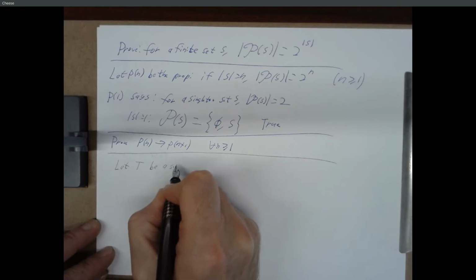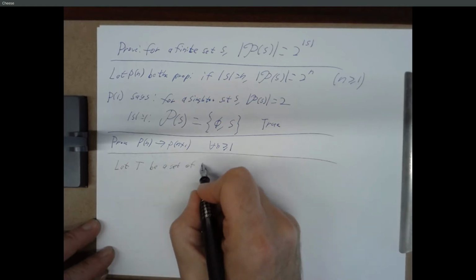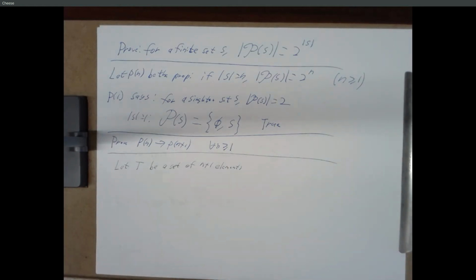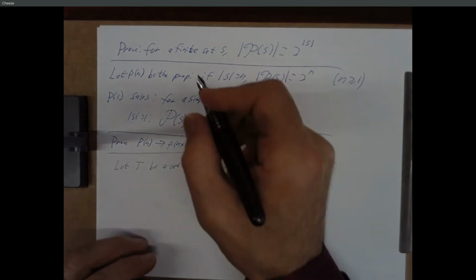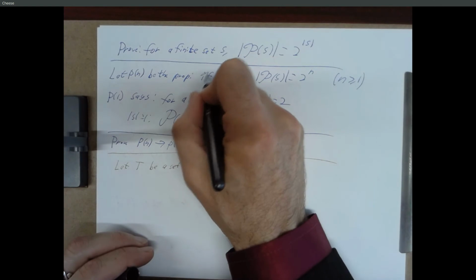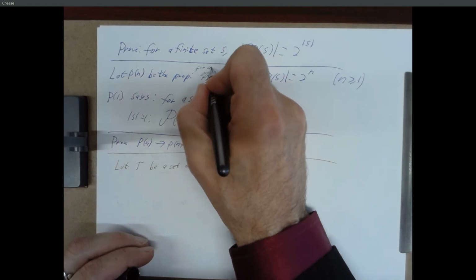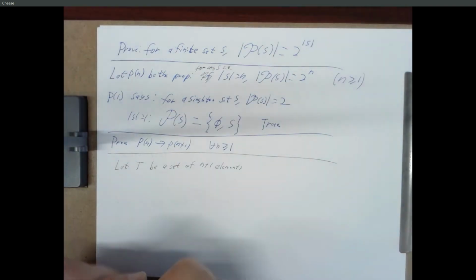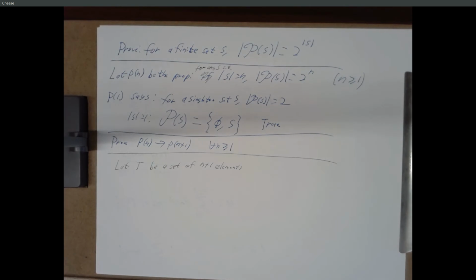Can I make a comment? Sure. It seems to me like P of n should be the statement that starts for every S. Yes, yes. We are proving it for one S that we're not specifying which S. Seems to me like, so for any S such that the cardinality of S is equal to n, the cardinality of the power set will be 2 to the n. So that's a better statement of P of n.